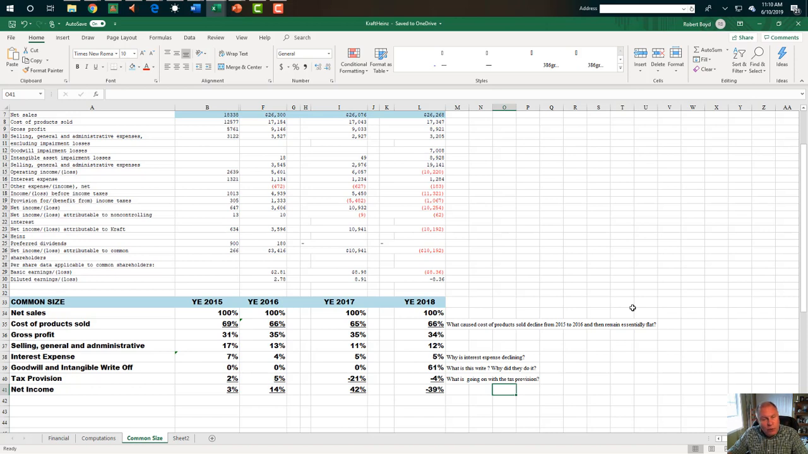We do the same thing for the balance sheet, but remember, we've looked at the liquidity, we've looked at the capital, so it's other things.